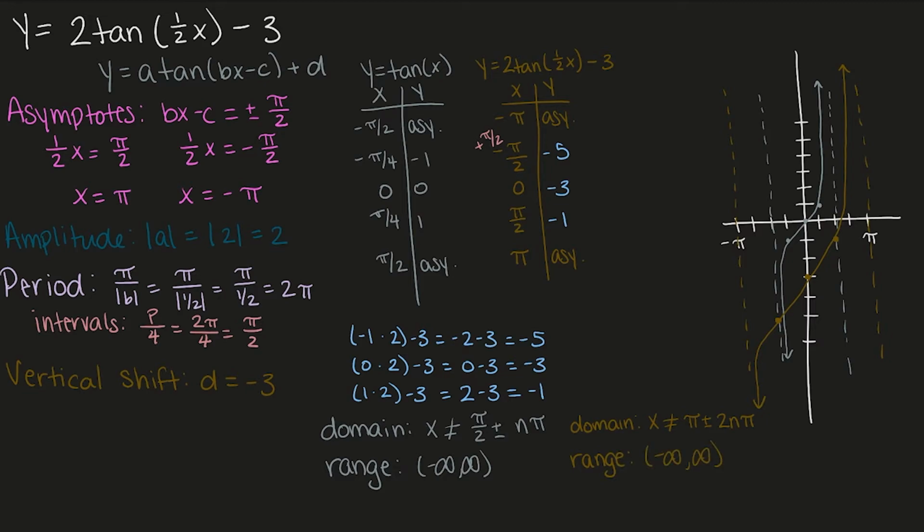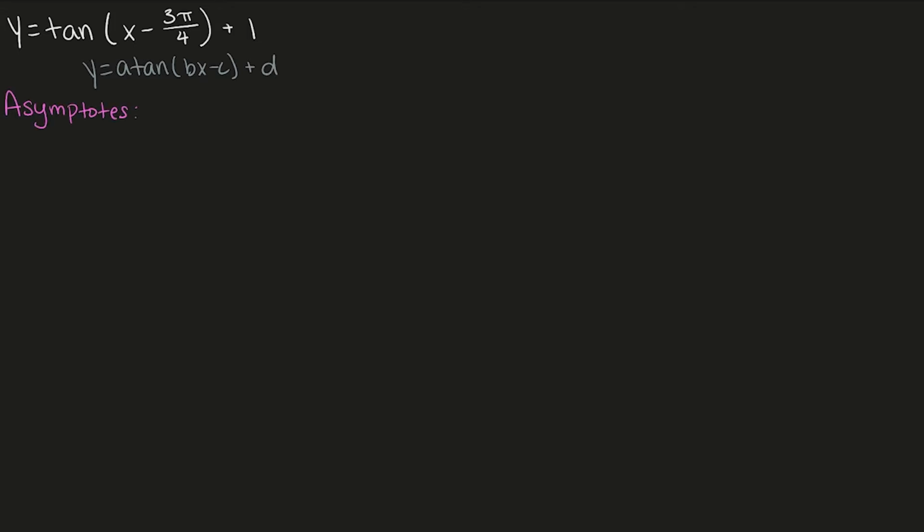Let's take another example. We have y equals tan x minus 3 pi over 4 plus 1. And standard form is y equals a tan bx minus c plus d. To find our asymptotes, set bx minus c equal to positive and negative pi over 2. So we have x minus 3 pi over 4 equals pi over 2, and x minus 3 pi over 4 equals negative pi over 2.